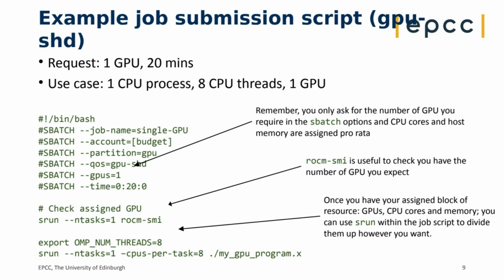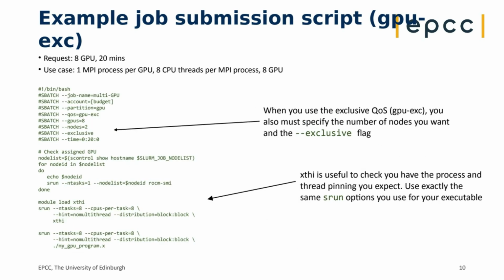And in this case, once you've got your GPUs, you can use srun within the job script to divide it up however you want and use it however you want. Potentially a slightly more interesting one is exclusive node access. Say I wanted 8 GPUs across 2 nodes for 20 minutes. So here my use case is 1 MPI process per GPU, 8 CPU threads per MPI process, and 8 GPUs.